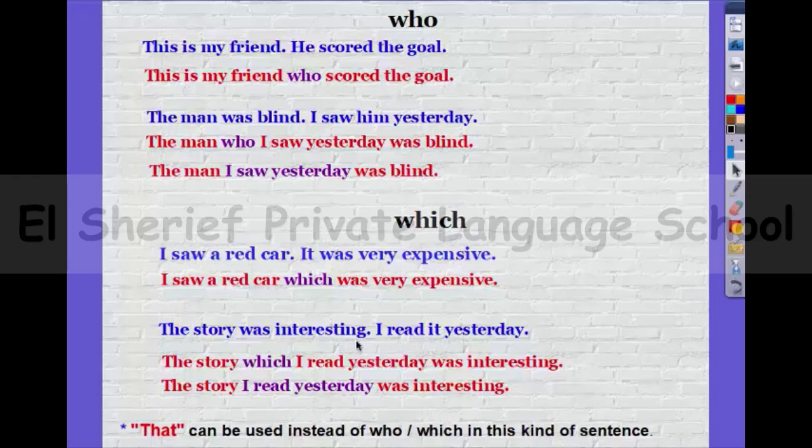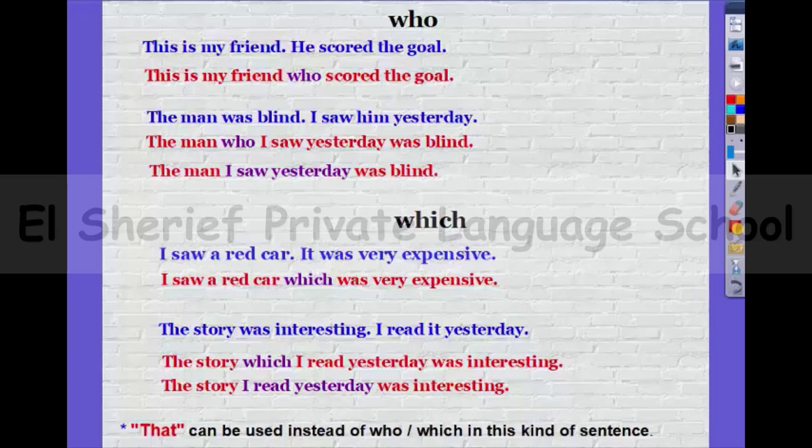So the story which I read yesterday was interesting. Notice here that which is the object of the relative clause, which I read. I read which. So which here is the object, and as we said before with who, we are going to drop this relative pronoun. Okay, so here is a note. We can use that instead of who or which. So in the first example we can say, this is my friend that scored the goal. In the second example we can say, I saw a red car that was very expensive.